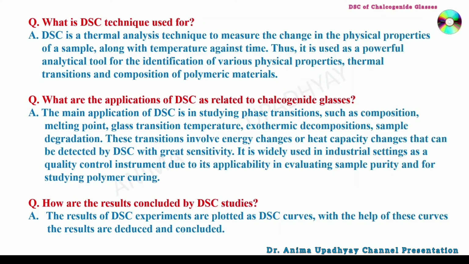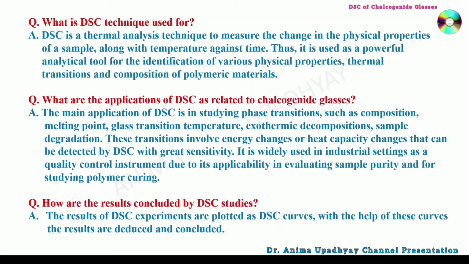The main application of DSC is in studying phase transitions such as composition, melting point, glass transition temperature Tg, exothermic decompositions, sample degradation. These transitions involve energy changes or heat capacity changes that can be detected by DSC with great sensitivity. It is widely used in industrial settings as a quality control instrument due to its applicability in evaluating sample purity and for studying polymer curing.